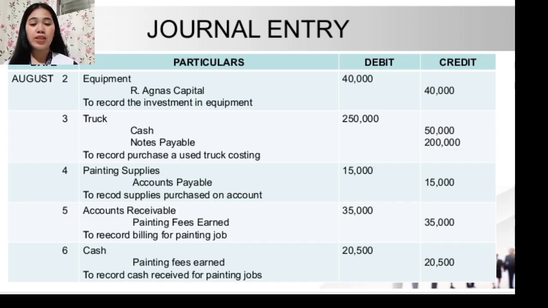August 5. Completed painting on a two-story house, billed customer 35,000 pesos. The debit here is accounts receivable, 35,000 pesos, and the credit here is painting fees, 35,000 pesos. To record billing for the painting job. August 6. Received cash for painting job completed, 20,500. The debit here is cash, 20,500, and the credit here is painting fees earned, 20,500, to record receipt for painting jobs.